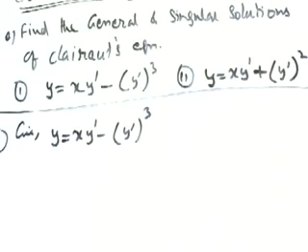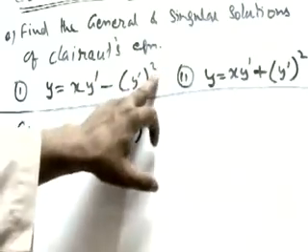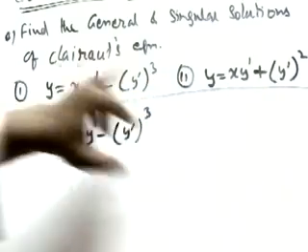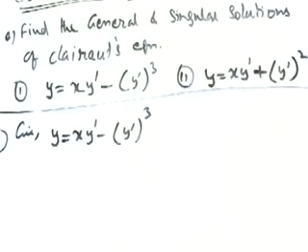Find the general and singular solutions of Clairaut's equation. The same, just here y cube and here y square. Let me do one question. You try this question by yourself.